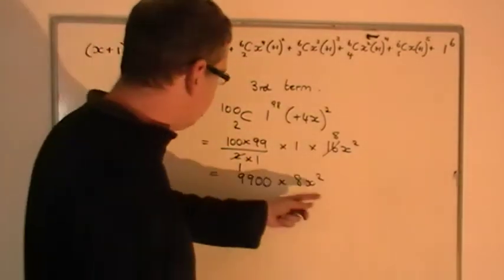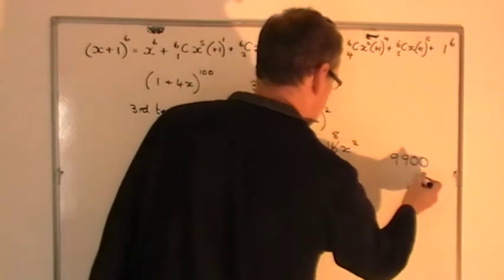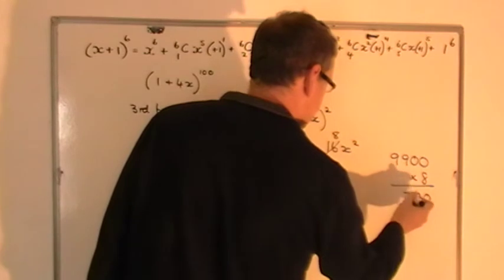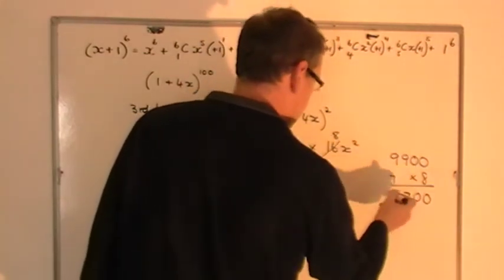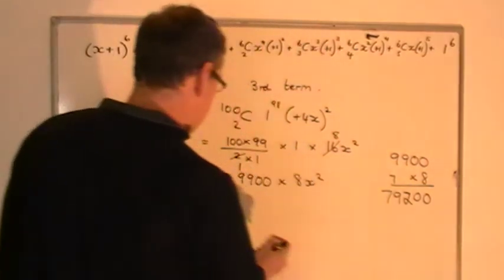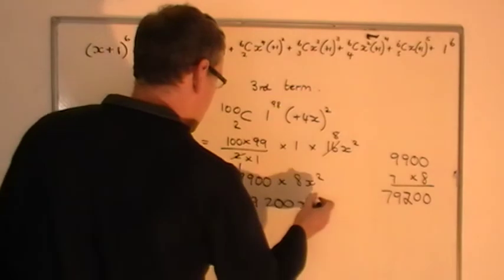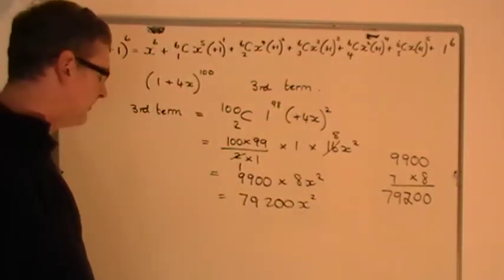So we've got 9900 times 8. I'll do that at the side here. 9900 times 8, that's nothing, nothing. 9 times 8 is 72, 2 down carry 7. 9 times 8 is 72, add the 7, 79. So we've got 79,200x squared. And that is the third term of that expansion.